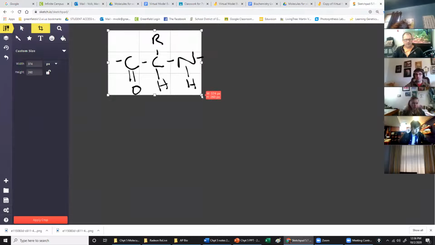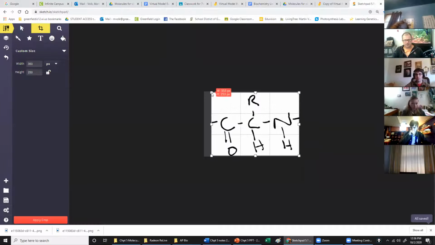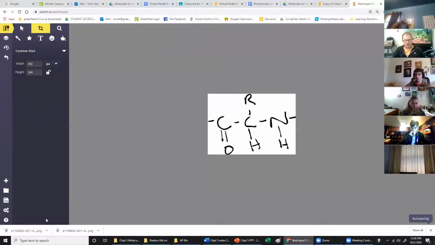I'm going to crop it real tight on this end, just right to the edge. Apply crop. And then I'm going to do it again on the other side. So I'm going to start down here and crop it super tight, so there's nothing extra, no extra white space. Bam, crop, good. Actually, you could do this while you're watching me, if you want to.